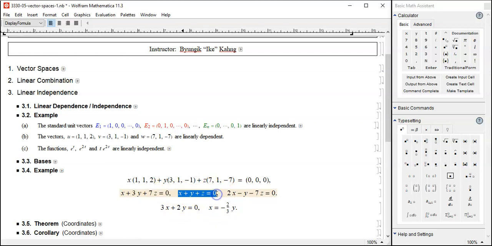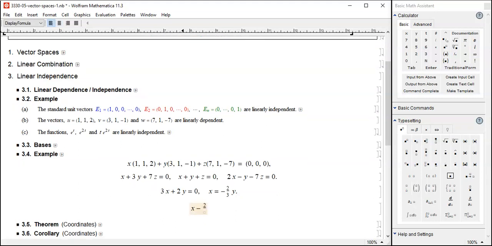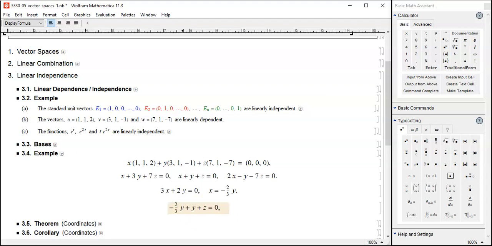So let's put this one into the second equation that I didn't use yet. So x plus y plus z. Excuse me, the other way around. x is negative 2/3 y plus y plus z is equal to 0. So 1/3 y plus z is equal to 0. So therefore z is equal to negative 1/3 y. Is everybody with me here?